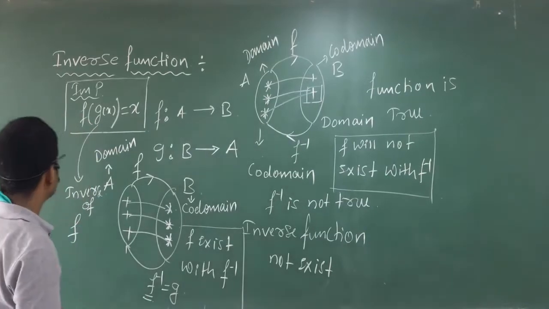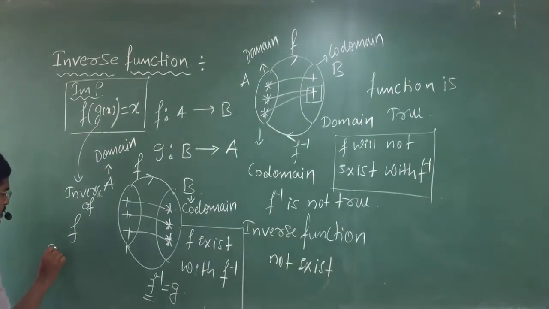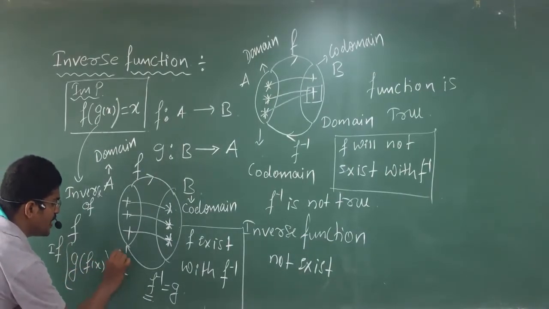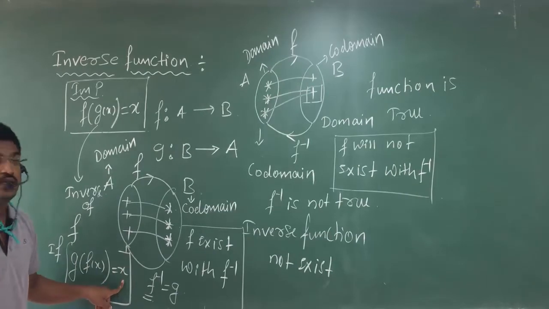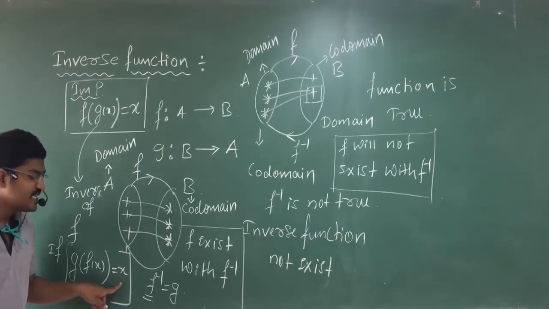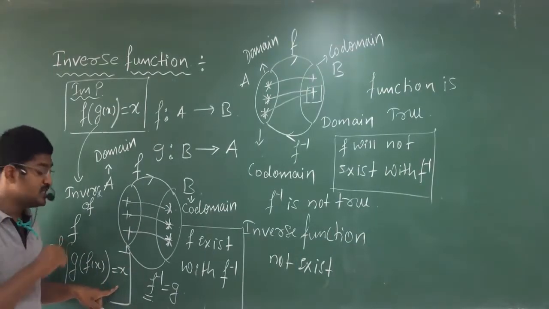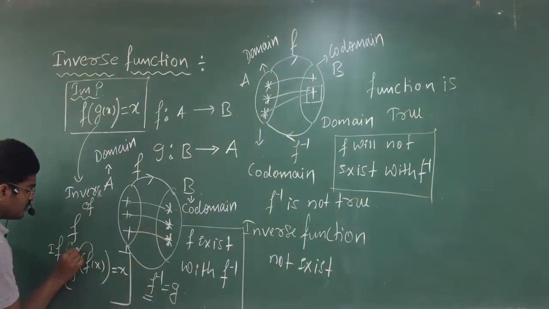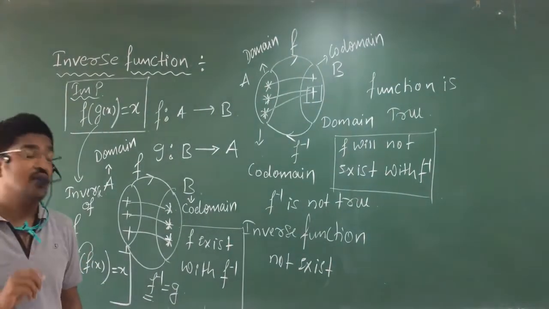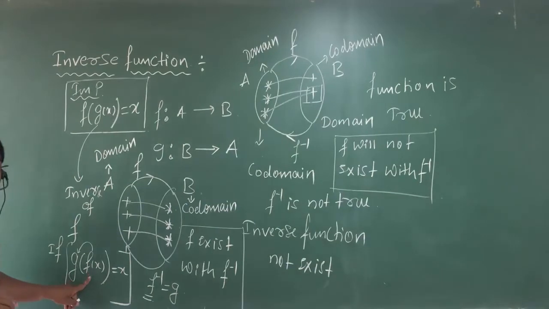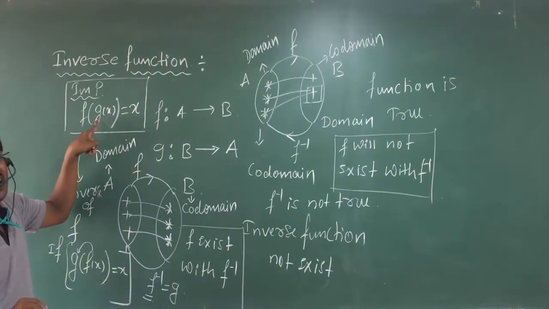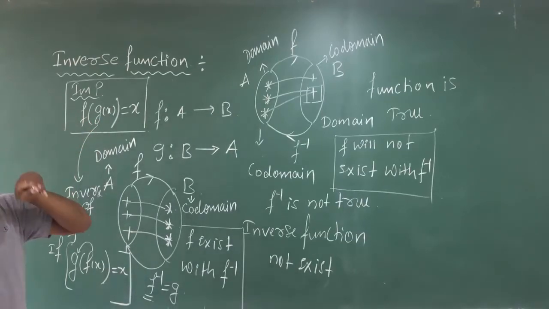One more thing, if g of f of x is equal to x, g of f of x is equal to x, means f is the inverse of g. Here f is the inverse of g. Here g is the inverse of f. Are you clear?